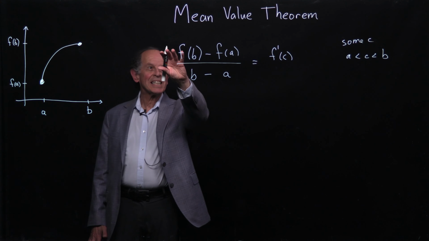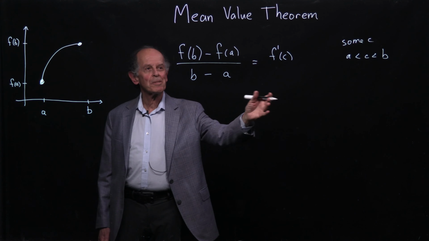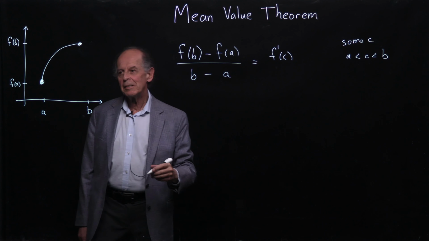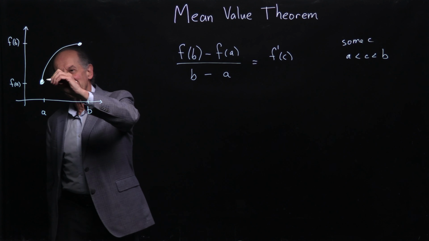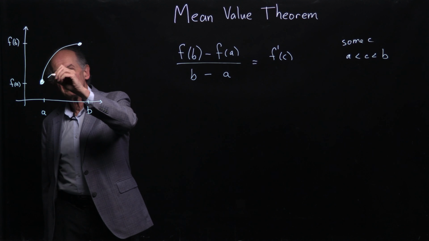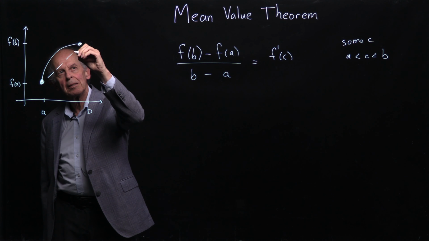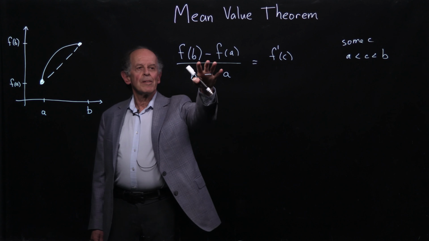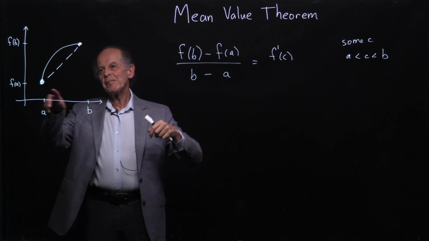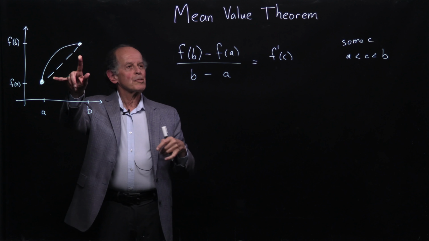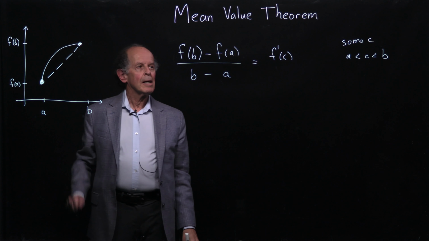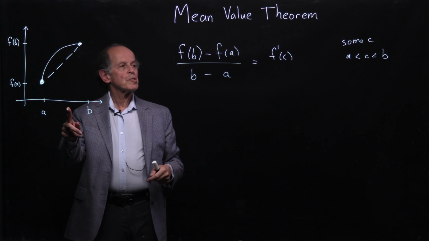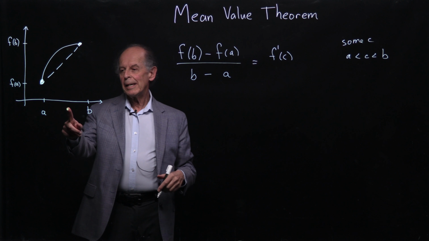Hello there, everybody. Here we have the mean value theorem sketched out, and we can see it on the graph here. Let me draw this line connecting A and B. And from the formula, you can see that f of b minus f of a divided by b minus a is the slope of that line. And it's equal to the derivative of f at some point c that sits between a and b.